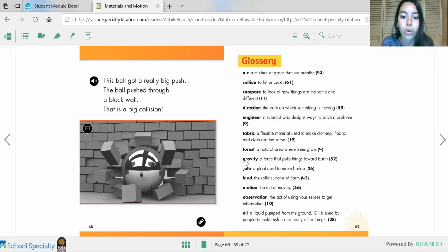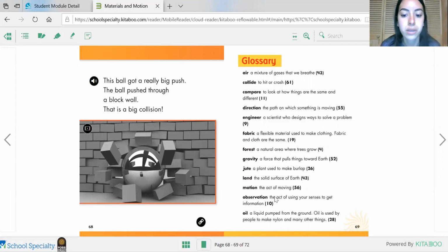We learned the word gravity last time. Say gravity. Gravity is the force that pulls things down. That's why, for example, if we were to hold a teddy bear here and then let go, the teddy bear falls. That's because of gravity. Gravity is pulling the teddy bear down. The teddy bear does not just stay right here floating, right? That's gravity.